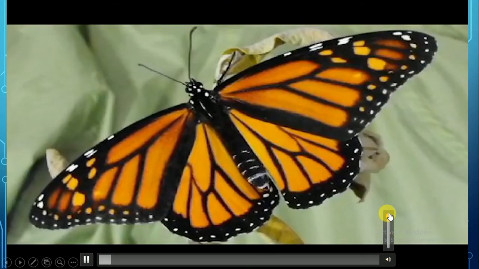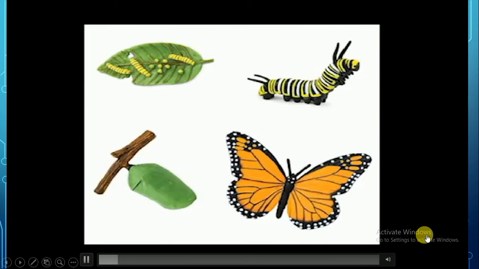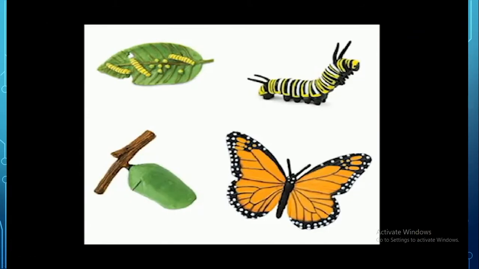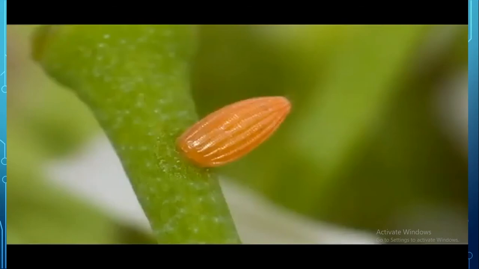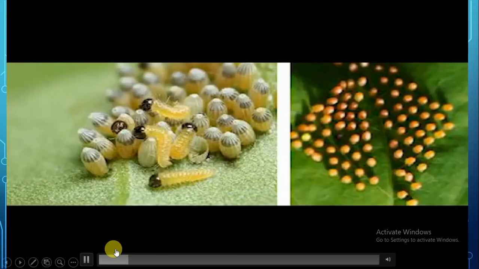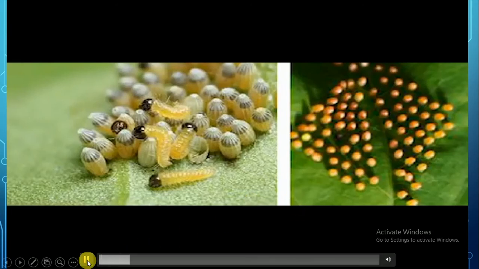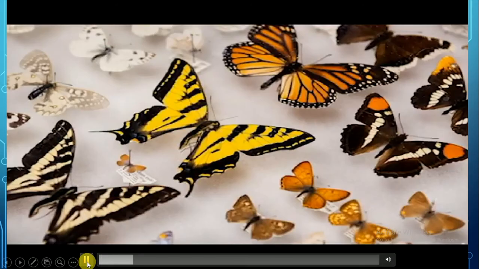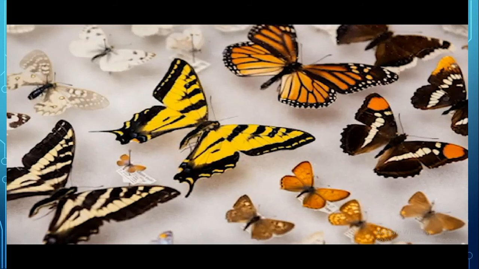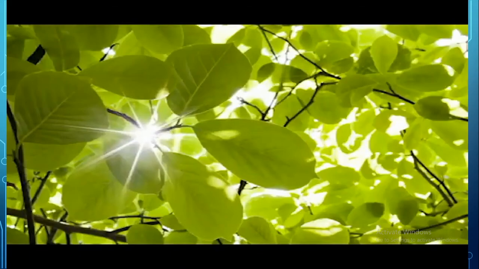First, we are going to start with the butterfly. The butterfly has a four-stage life cycle. A butterfly starts its life as a small, round, oval egg. As you see, this is a small egg, and this small egg will become a very colorful, lovely butterfly, subhanallah. So let's continue. The egg shape depends on the type of butterfly. These eggs are usually found laid on the leaves of plants.